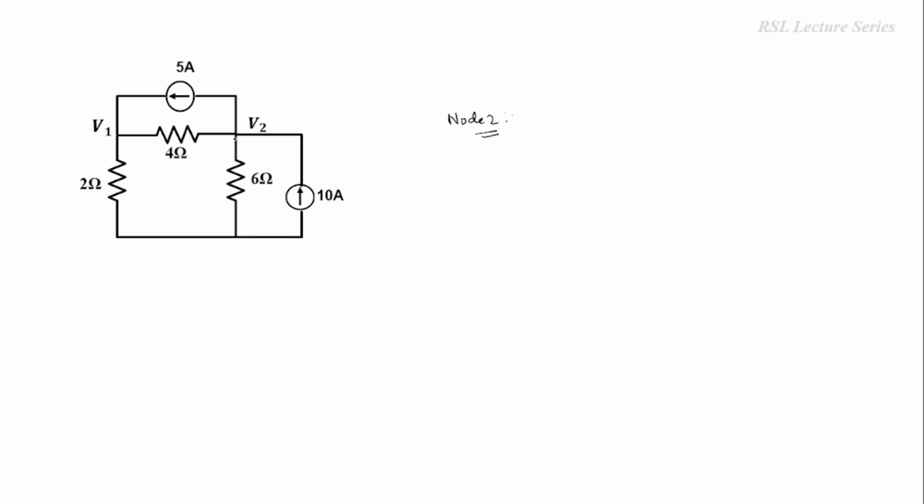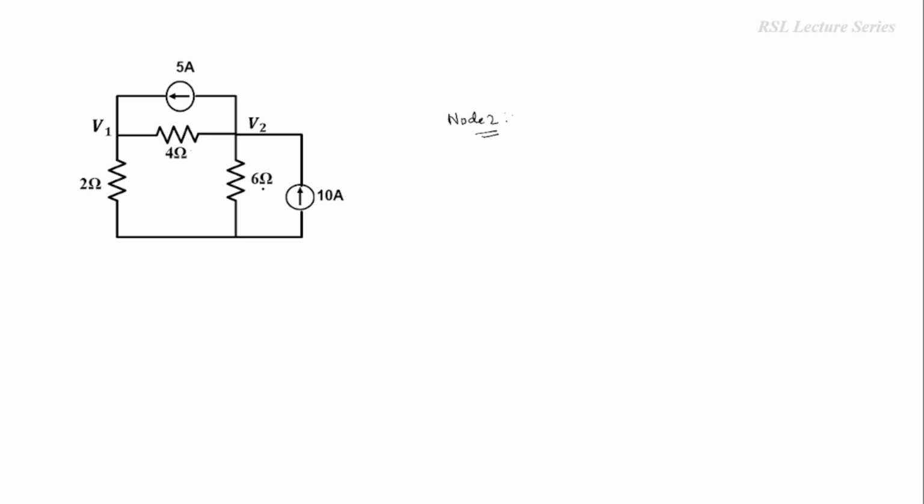So this is node 2. In node 2 we have two current sources, that is 5 ampere source and 10 ampere source, and two resistors are connected. So if you see here, this current is flowing away from the node. This 5 amperes current is flowing away, and this 10 ampere current source is flowing towards the node. Okay. So whenever the current is flowing towards the node, this is considered as incoming current. When it is flowing away from the node, it is considered as outgoing.